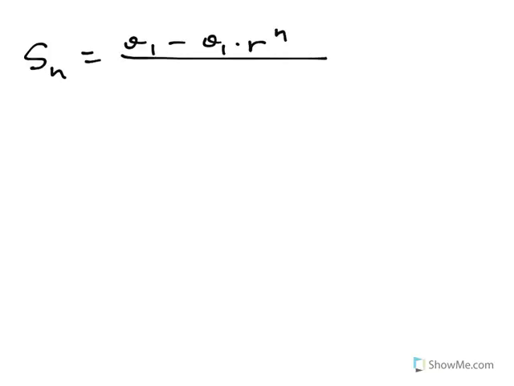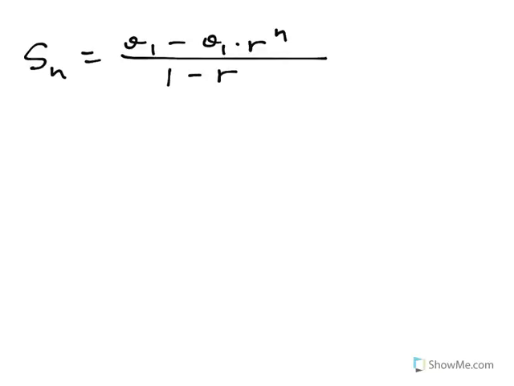The sum S sub n of the first n terms of a geometric series is given by the formula: S sub n equals a sub 1, which is the first term, minus a sub 1 times r, where r is called the common ratio, to the power of n, where n is the number of terms, divided by 1 minus r.